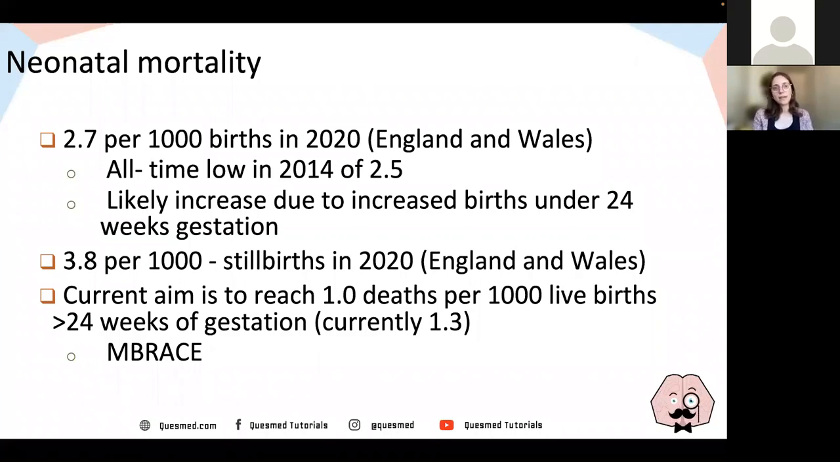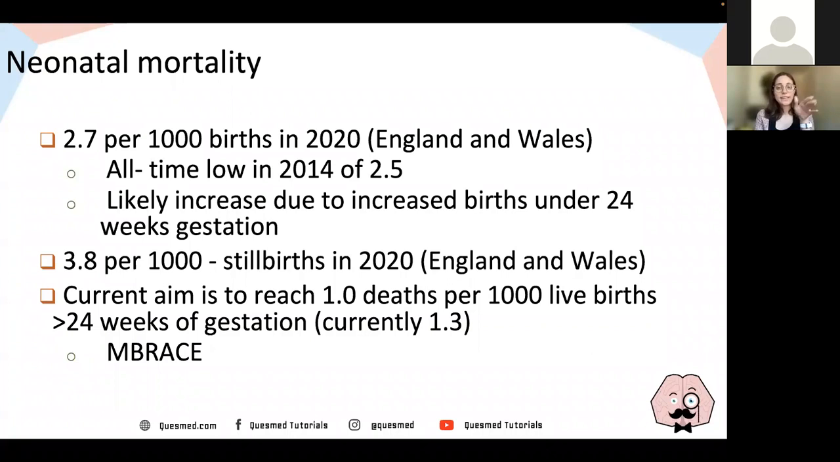It used to be 2.8 per thousand births in 2018. But the main reason why this has gone up quite a lot since 2014 is the increase in births under 24 weeks of gestation, which obviously have significant morbidity and mortality. The previous aim from England was to reduce this figure by half by 2025, but this has changed now. They've decided to mainly try to reduce the number of deaths per thousand live births in children born above 24 weeks of gestation, which makes sense. So the aim is about one death per thousand.